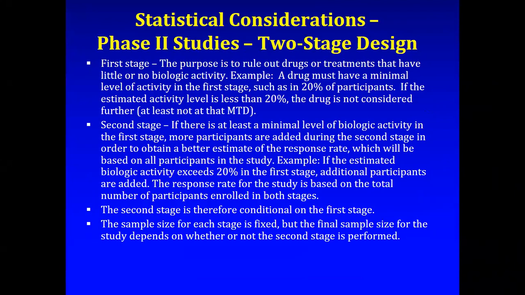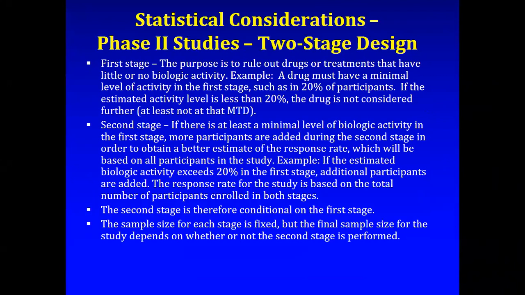In a two-stage design, the second stage is always conditional on the results of the first stage. So when we set this up, we do need to plan, or we should plan, for the maximum number of patients that could be enrolled in both stages, knowing that we may never actually carry out the second stage.